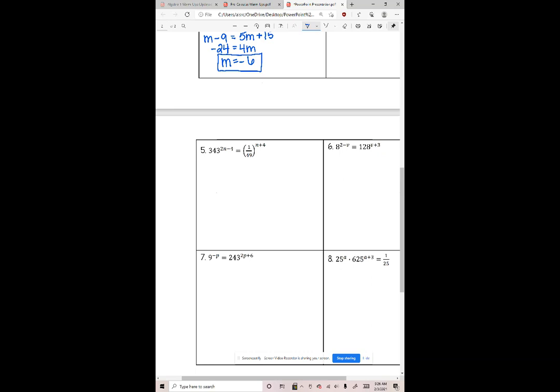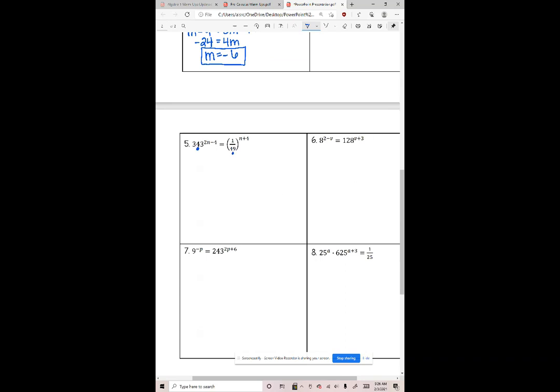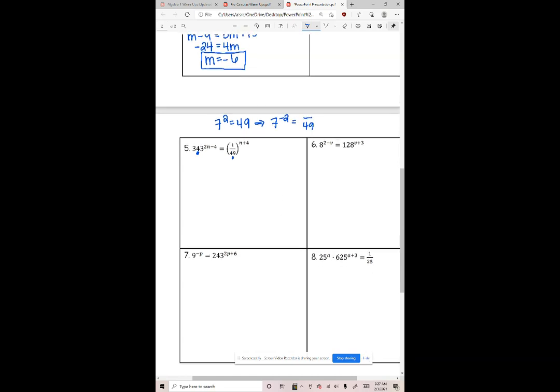Okay, we're going to do a couple more examples, and then your homework is on Delta Math. Okay, 343 and 1 over 49. Now, clearly 49 can't go into 343. So you have to go a little bit smaller. Think about what number goes into 49 evenly. So 7. So 7 squared is 49. So that means 7 to the negative second power is 1 over 49. Okay? So that side's good. So I need this to be 7 to the negative second times n plus 4.